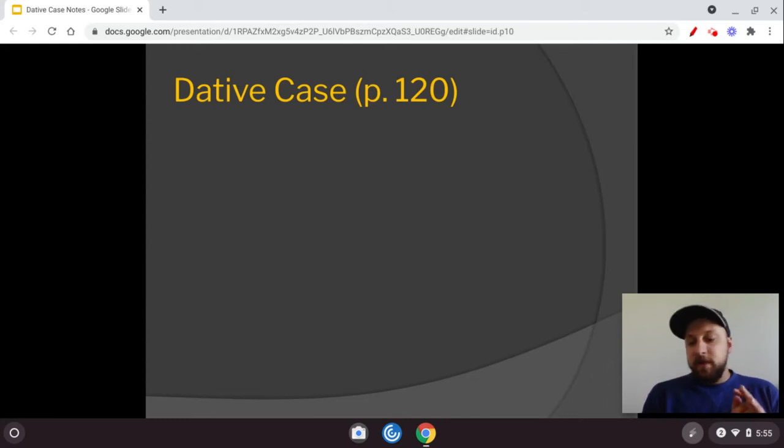What's up, people? Just a quick overview of our new language topic here in stage 9. And I'll admit this one is a little bit tricky. This is the dative case.